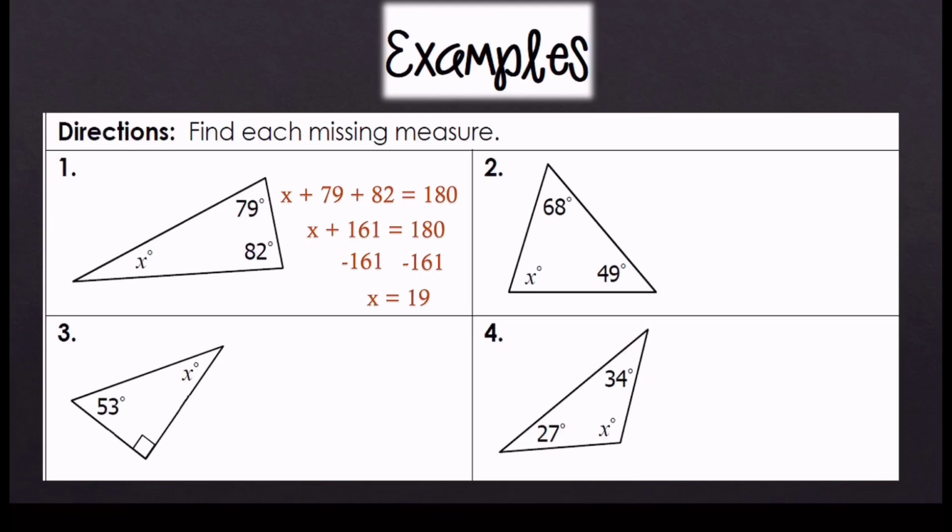Okay, number two, it's the same process. I create my equation, and my equation is all three angles being added because it's the triangle sum theorem. I always add all three angles and set them equal to 180. I then combine like terms. My only like terms were my two numbers. Then I'm going to subtract 117 from both sides so that X equals 63.